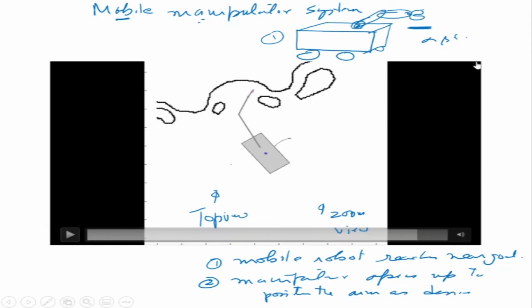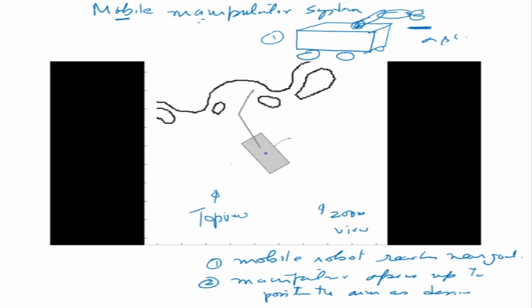Okay, so this was an example of a mobile manipulator system where we are using a potential field function on the manipulator and the robot, but initially the manipulator is fixed, it's not moving. Only when it comes near the goal position is the manipulator enabled. Okay, so these are interesting applications for mobile manipulator systems.